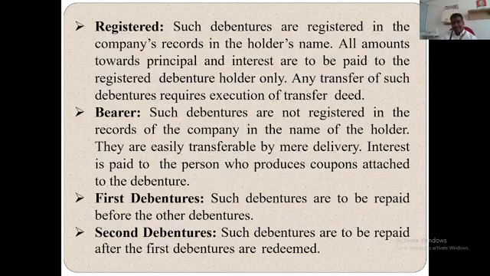Registered debentures: such debentures are registered in the company records in the holder's name. All amounts towards principal and interest are to be paid to the registered debenture holder only. Any transfer of such debentures requires execution of a transfer deed. Bearer debentures: such debentures are not registered in the records of the company under the name of the holder; they are easily transferable by mere delivery. Interest is paid to the persons who produce the coupon attached to the debentures. First mortgage debentures: such debentures are to be repaid before the other debentures. Second mortgage debentures: such debentures are repaid after the first debentures are redeemed.